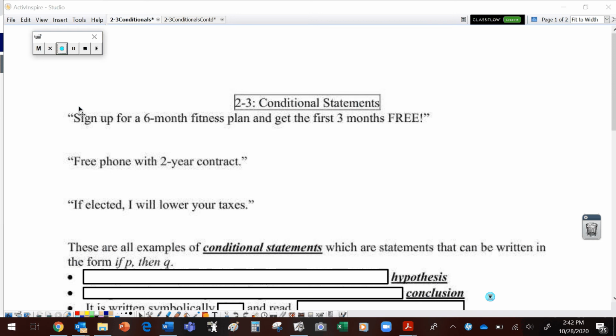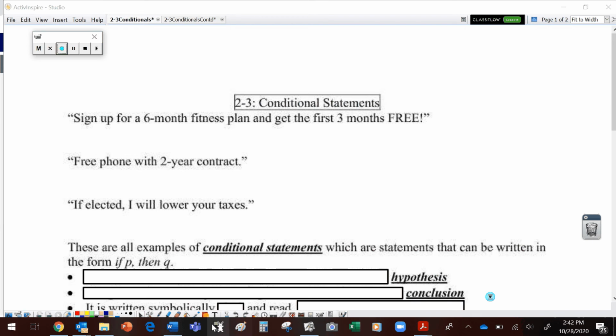Sign up for a 6-month fitness plan and get the first 3 months free. Free phone with 2-year contract. If elected, I will lower your taxes. These are all examples of conditional statements because they can all be written in the form if P, then Q, where P and Q are parts of the whole statement. Okay, so there is a condition, and if that condition is satisfied, something else will happen.